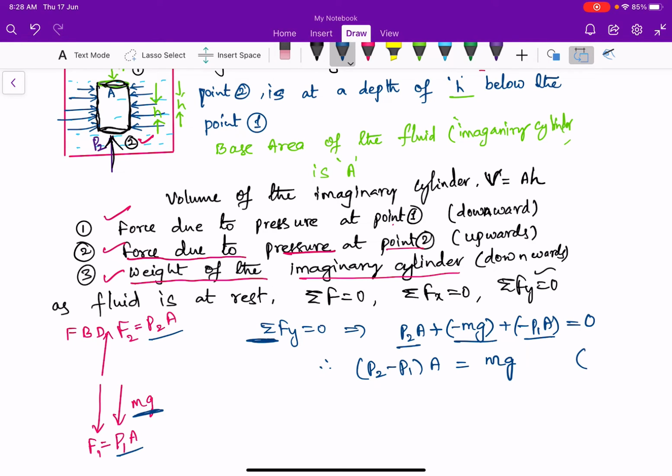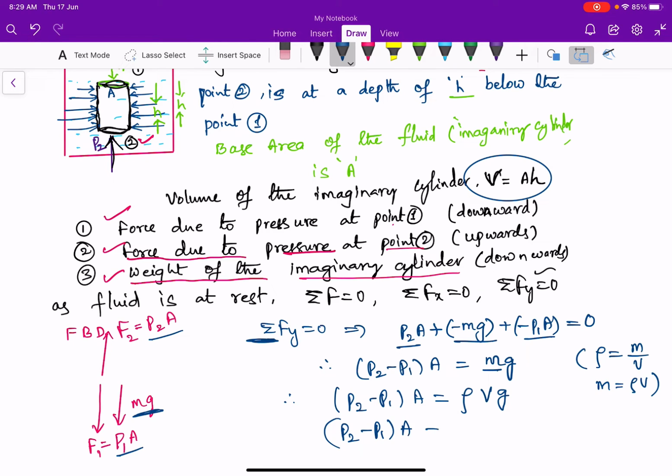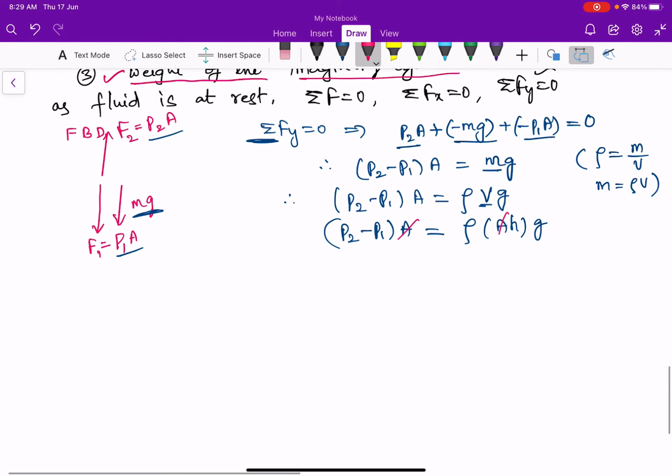We know that density is equal to mass by volume, so mass equals density into volume. Therefore, I am writing (P2 minus P1) into A is equal to, mass replaced with density into volume, into g. And we know that volume is equal to area into height. So (P2 minus P1) into A is equal to density into area into h into g. Here area and base area cancel together. So now P2 minus P1 is equal to rho g h.